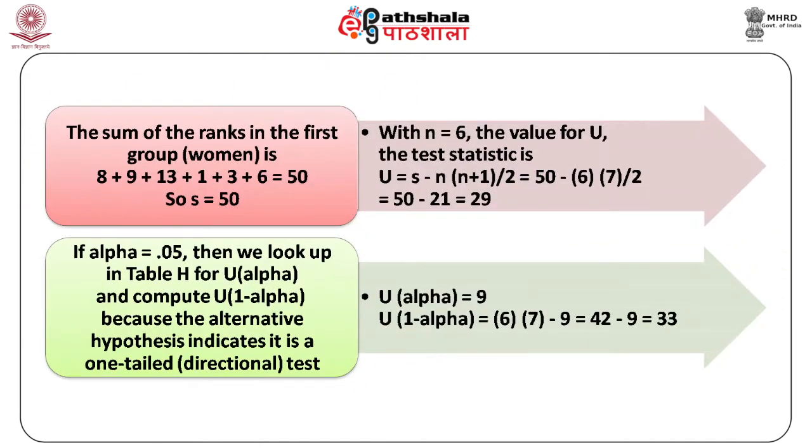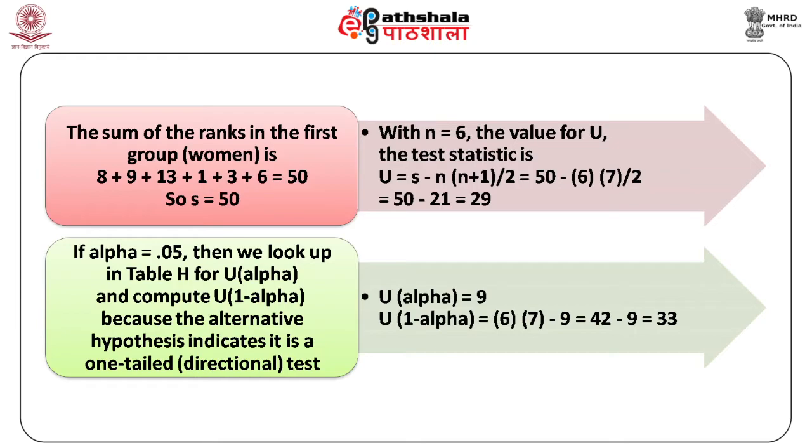The sum of the ranks in the first group, women, is 8 plus 9 plus 13 plus 1 plus 3 plus 6 equals 50. So, S equals 50. With N equals 6, the value for U, the test statistic, is U equals S minus N multiplied by N plus 1, the whole divided by 2, which is equal to 50 minus 6 into 7 by 2, which is 50 minus 21, that is 29.